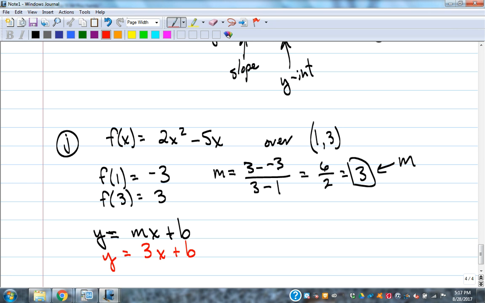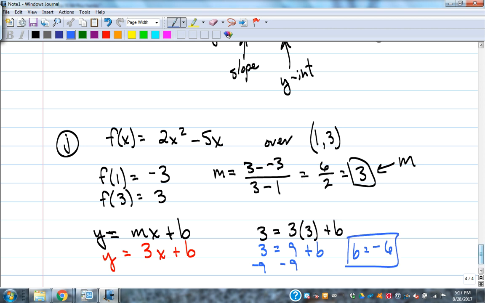I personally think 3, 3 is easier than 1, -3 because I don't have to worry about a negative sign, and I can't screw up which way I put them in. Right? So no matter which way I put it in, I've got 3 in for y and 3 in for x, and I can find out what b is. 3 equals 9 plus b. Subtract 9. b is equal to -6.